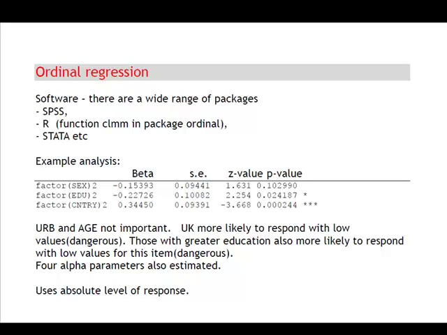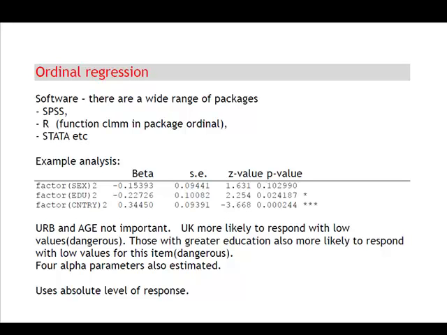The second educational level is those with A level or above. So those with greater education are more likely to respond with low values, and low values are the extreme dangerousness. So if you have more education, you're more likely to be at the low end of the scale, which is the dangerous end. And the same with UK. UK more likely to respond with dangerous.